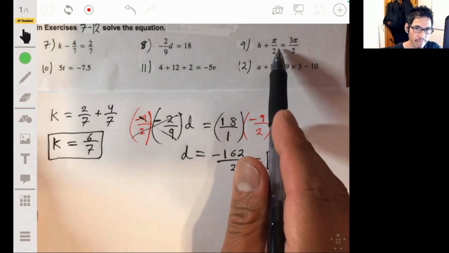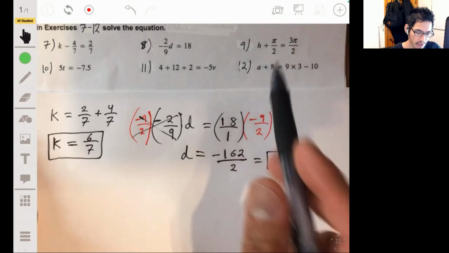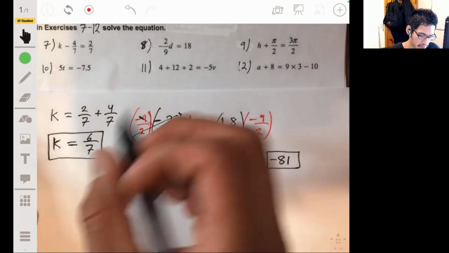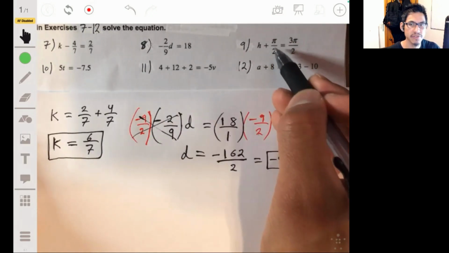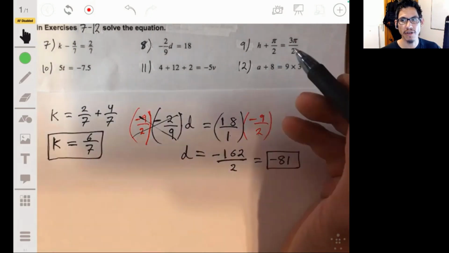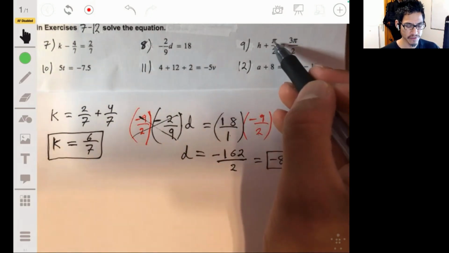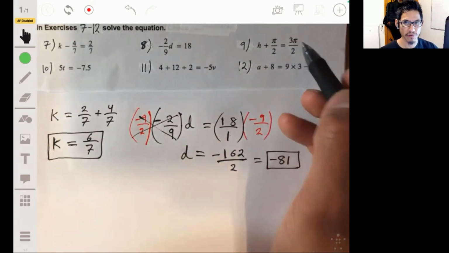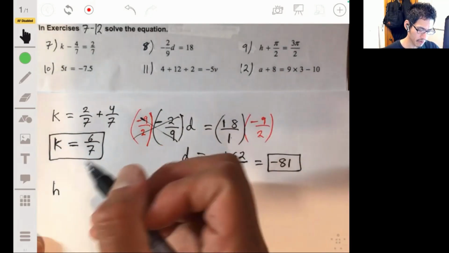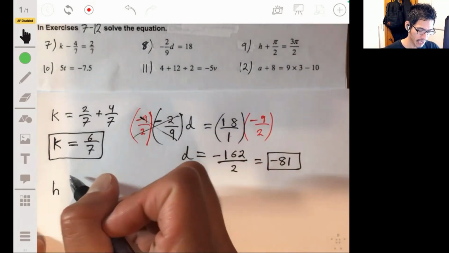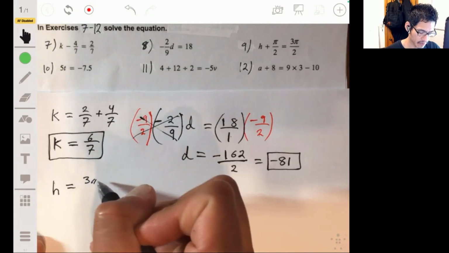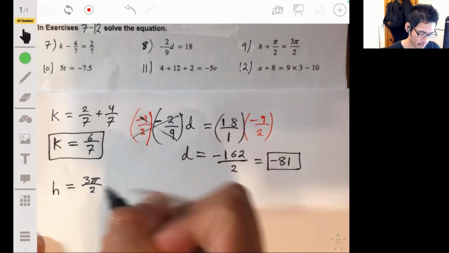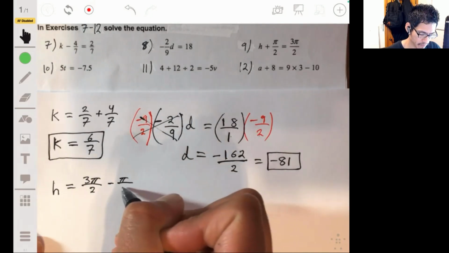Number 9. Okay, so this part right here, the h plus the pi over 2. The pi over 2 is just a number. Don't let this confuse you. So if you want to cancel out this number from the left, just subtract it from both sides. So for number 9, you get h equals 3 pi over 2 minus pi over 2.